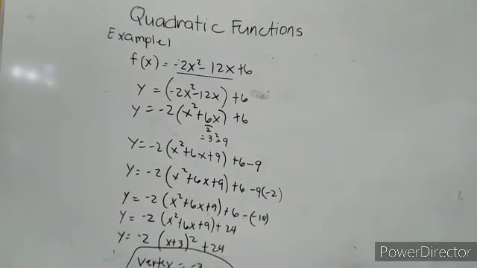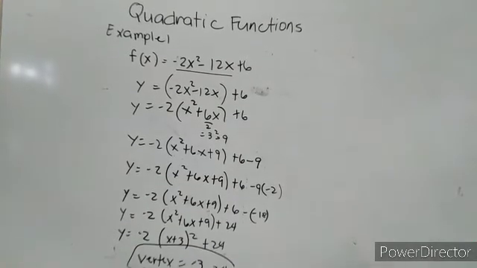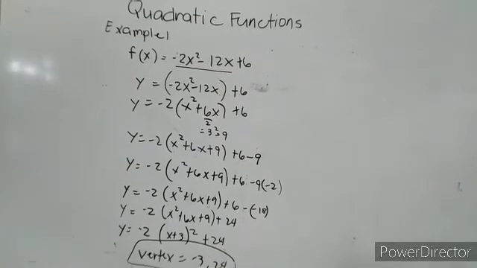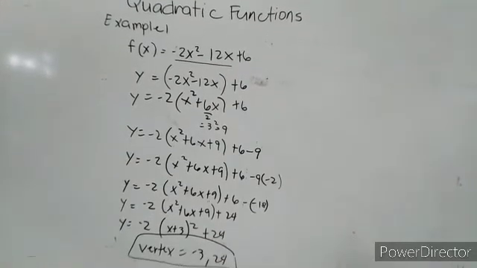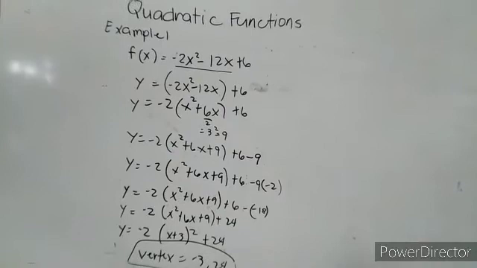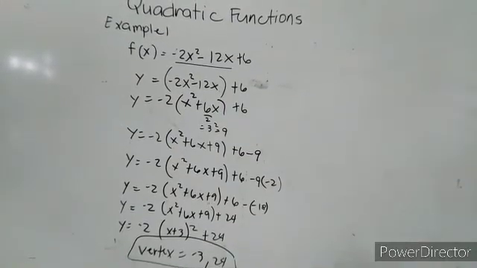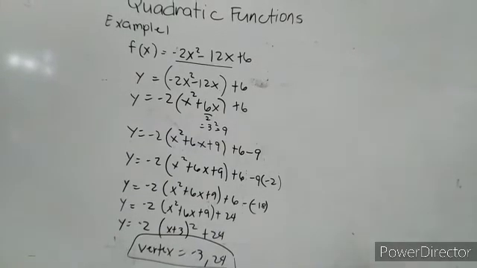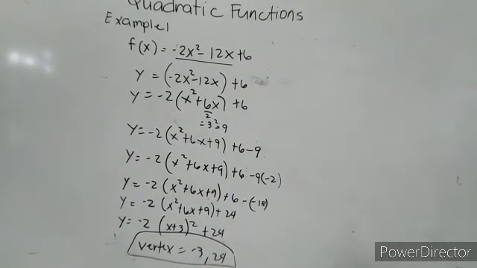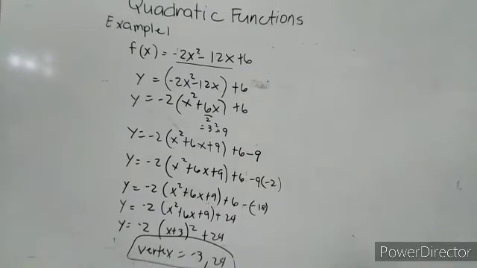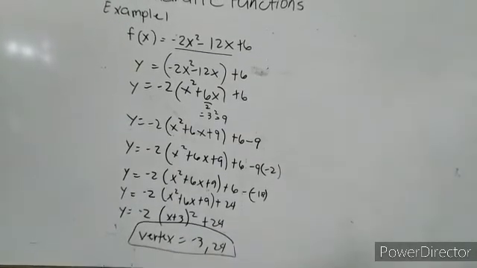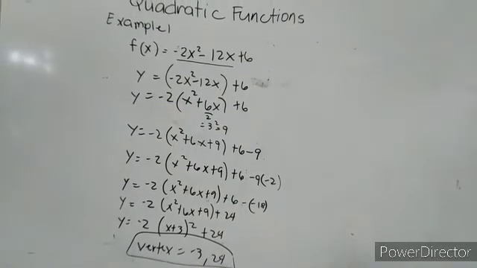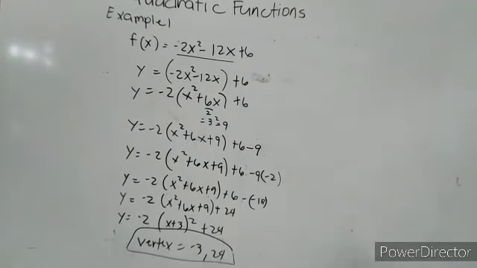Then negative 9 times negative 2 is negative 18. So y equals negative 2 x squared plus 6x plus 9 plus 24, because 6 minus negative 18 is 24. Then we have now negative 2 then x plus 3 squared, because x squared plus 6x plus 9 is a perfect square trinomial, no? So plus 24, and our vertex is negative 3 and 24.